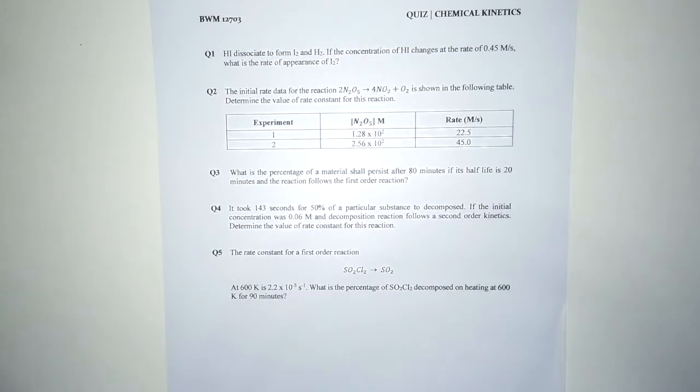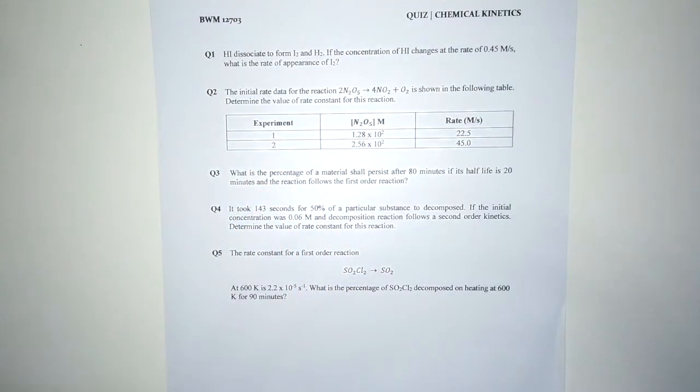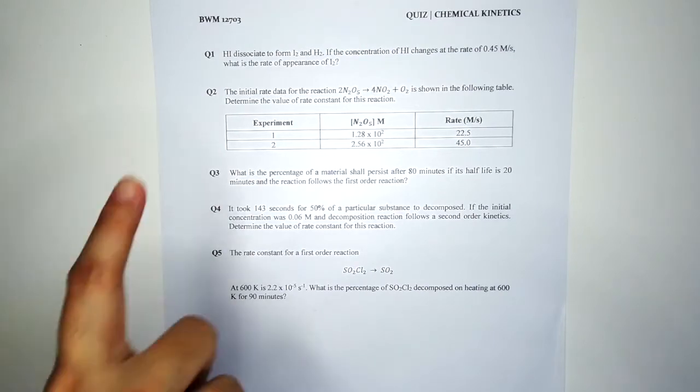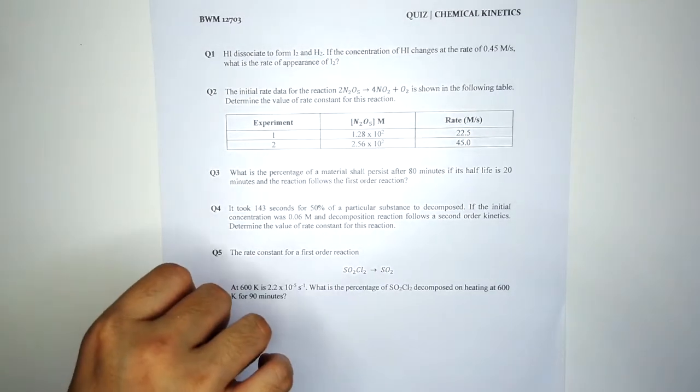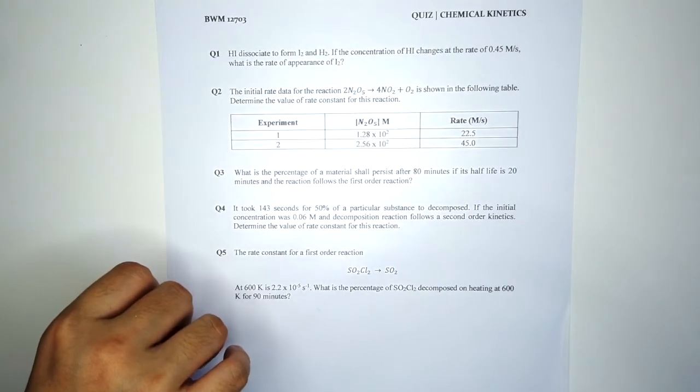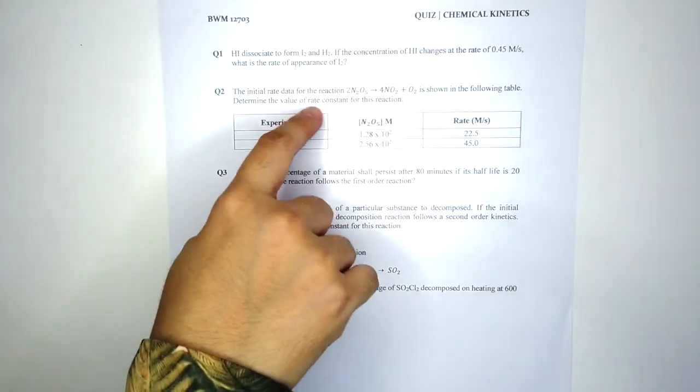Question number 2: the initial rate data for the reaction of 2N2O5 producing 4NO2 and oxygen is shown in the following table. Using this table, determine the value of the rate constant for this reaction. This is a rather straightforward question, because given to you are only 2 experiments, so you don't have to choose anything. First and foremost, you need to find the value of x. From your x, then only you can get the value of k, which is the rate constant.